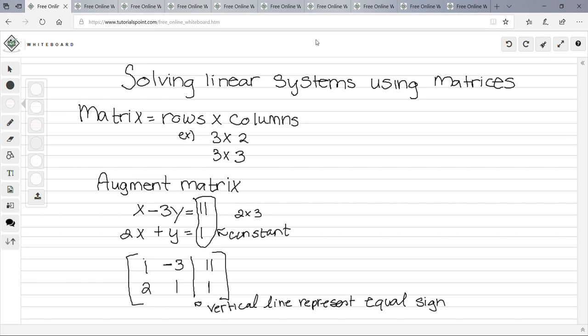Hi, today we're going to learn about solving linear systems using matrices. I would consider this under linear algebra, but it also can happen in pre-cal, so you'll see it in both.